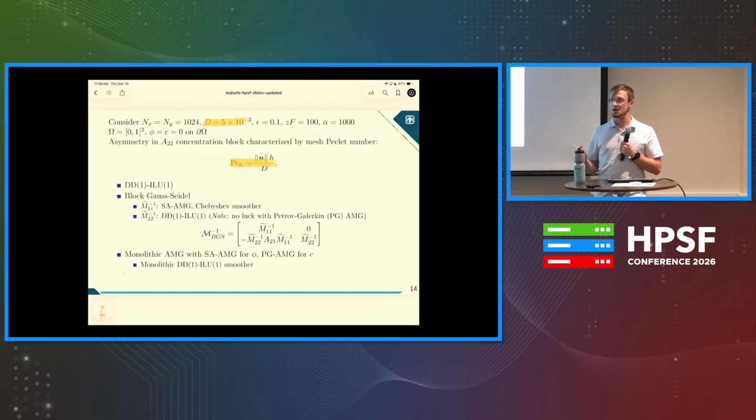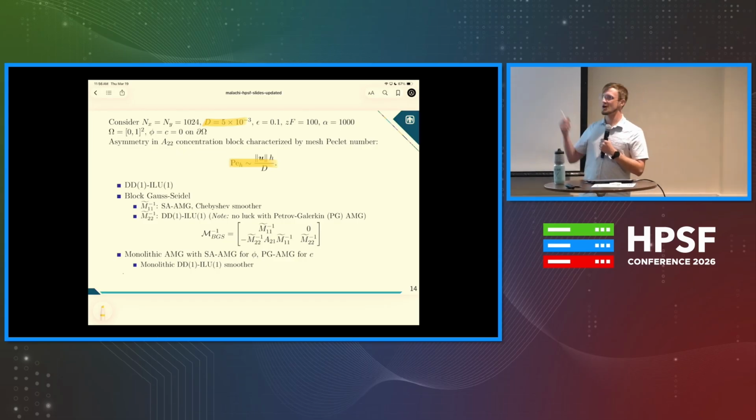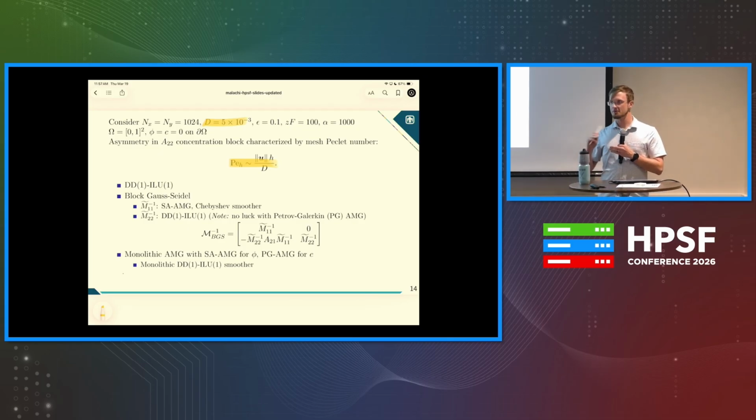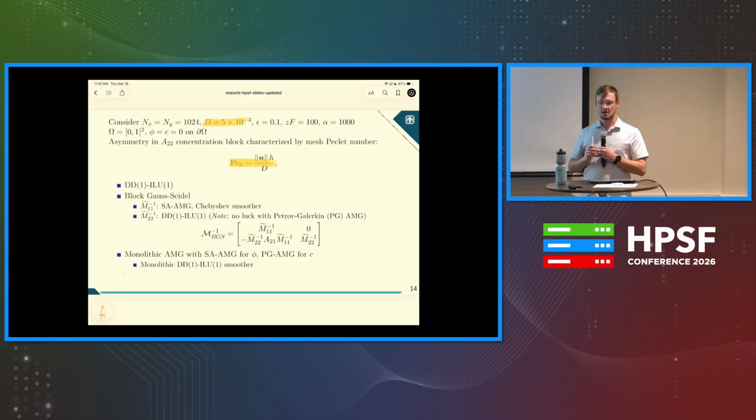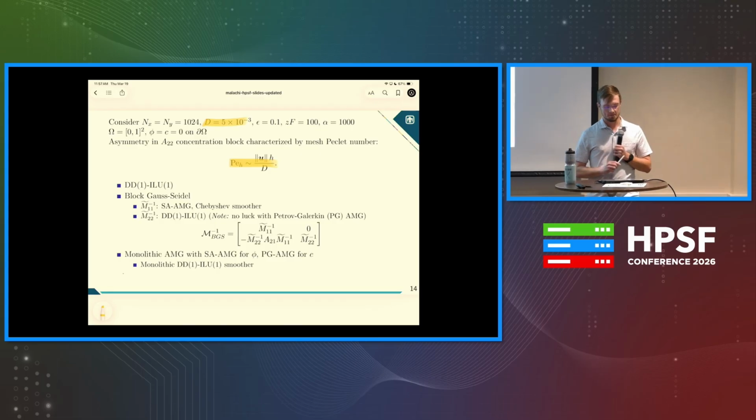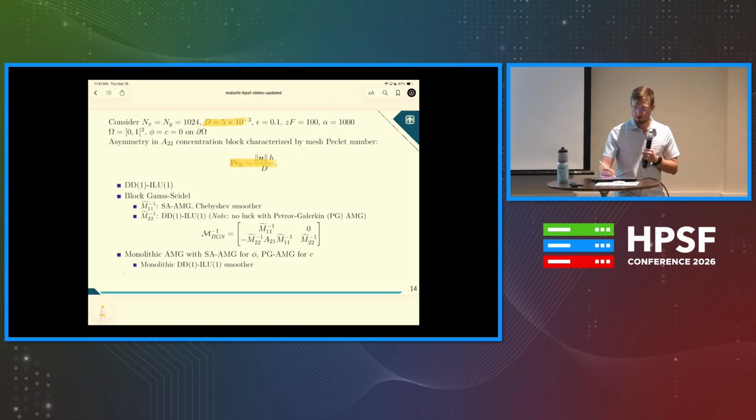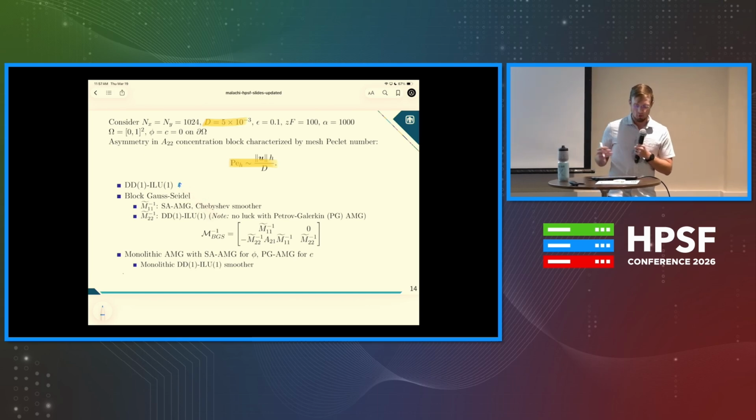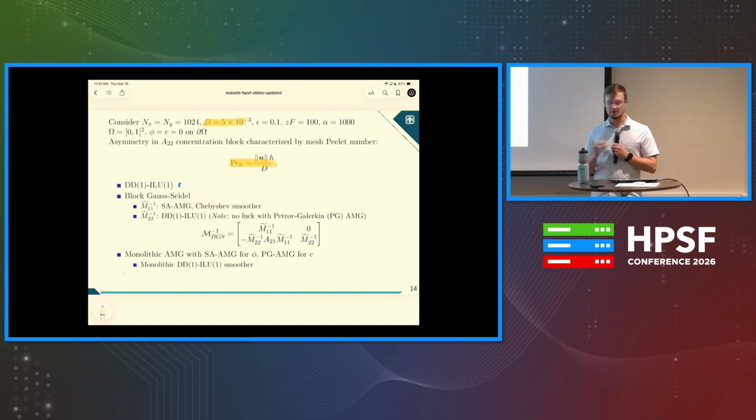If you also do a mesh refinement study, that also drives the Peclet number quite large. So that advection diffusion block for the concentration ends up becoming really asymmetric. So it is not a good candidate for smoothed aggregation whatsoever. So we're going to note that when we design our preconditioners for this study. Again, I'm going to include DDILU just for reference.